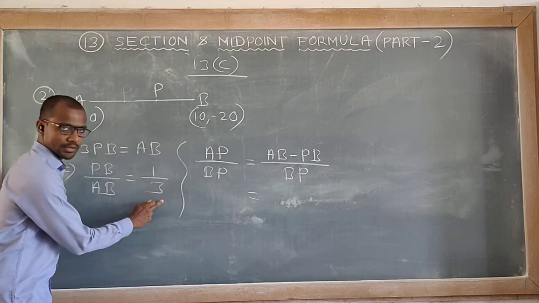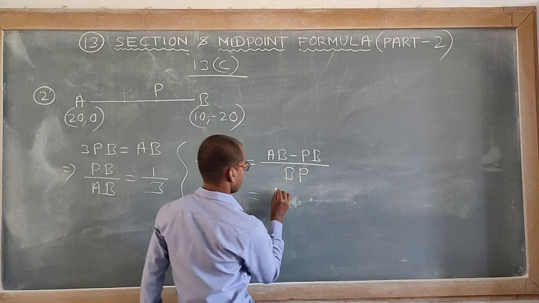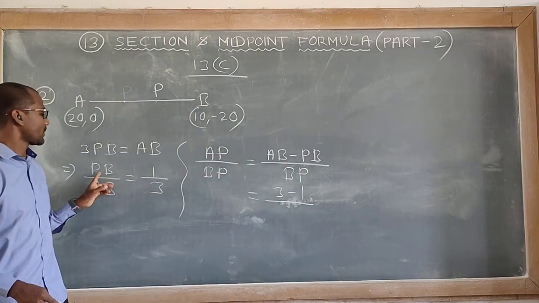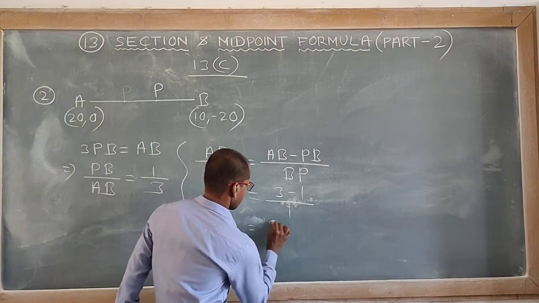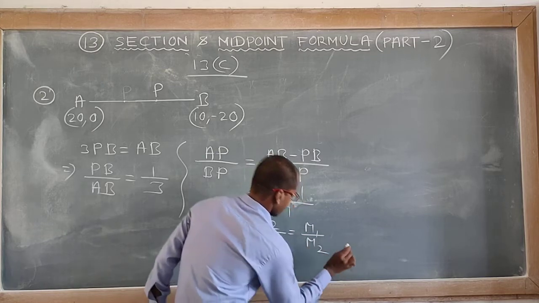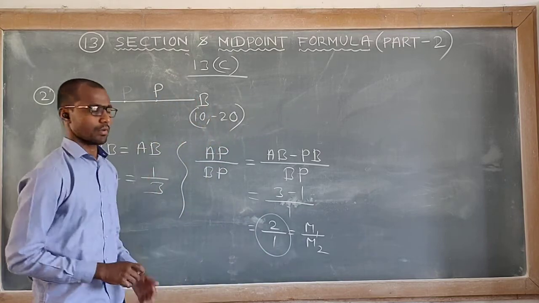AB can be assumed to be 3, PB can be assumed to be 1. So 3 minus 1. And what is BP? BP is 1. That is, this is our ratio, 2 by 1. So the ratio is 2 by 1.